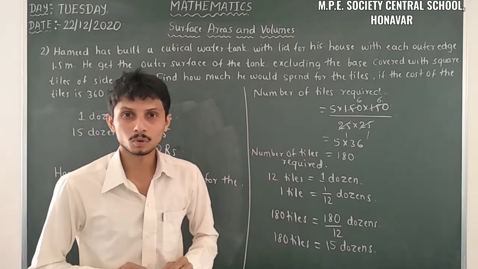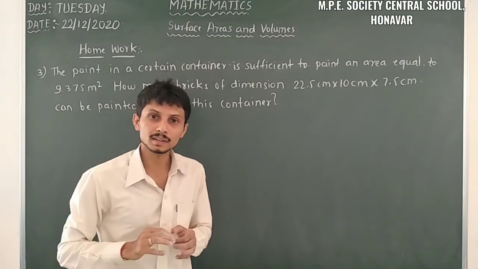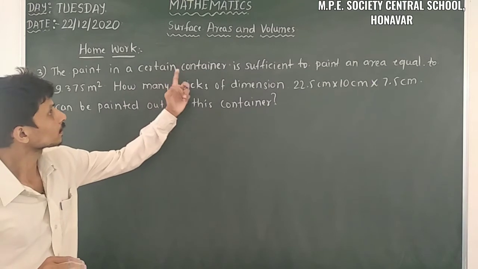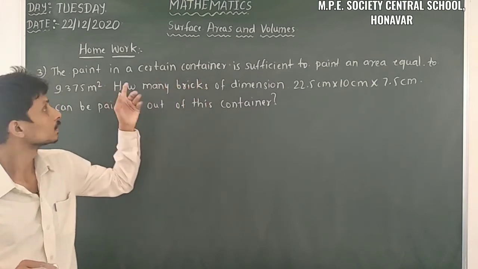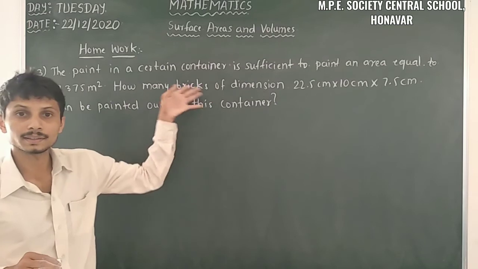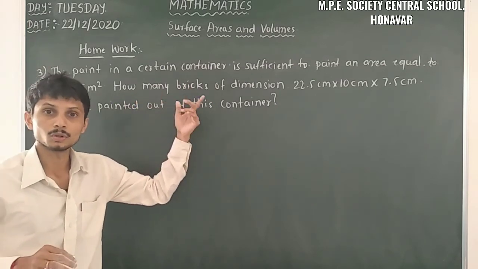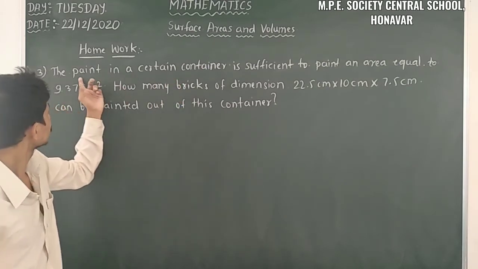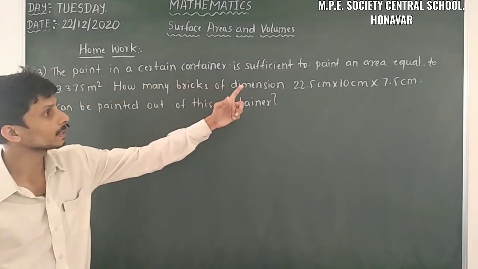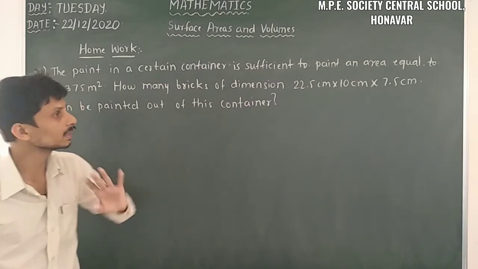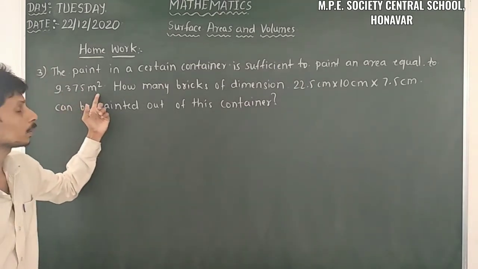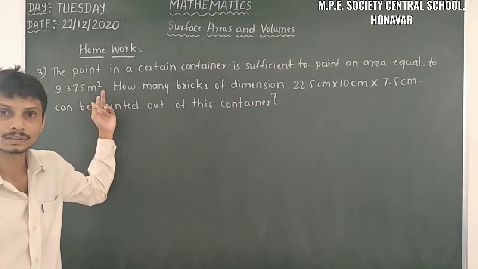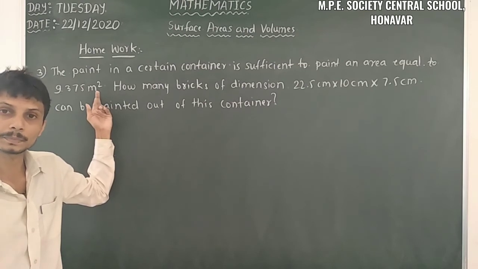So let us take some homework here. The paint in a certain container is sufficient to paint an area, a wall like that. The area is equal to 9.375 meters square. So the total surface area is given.